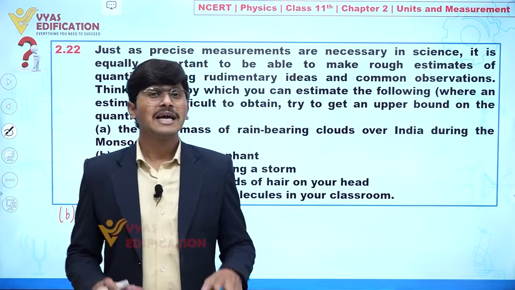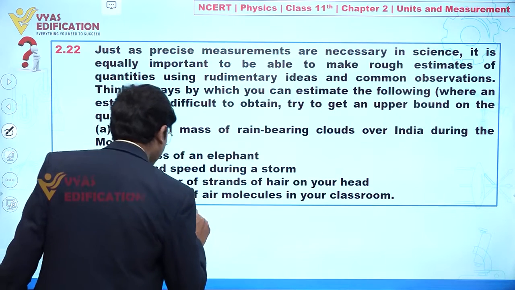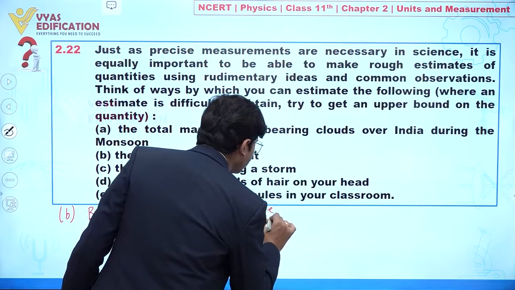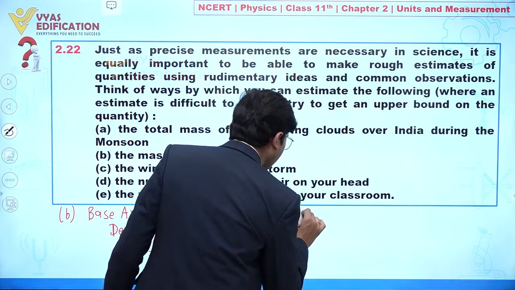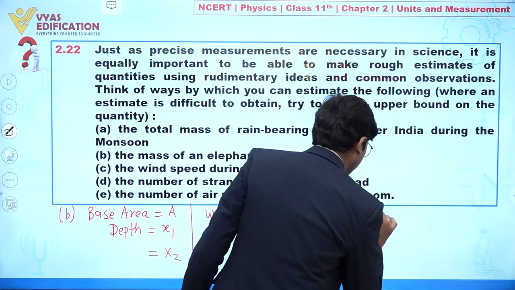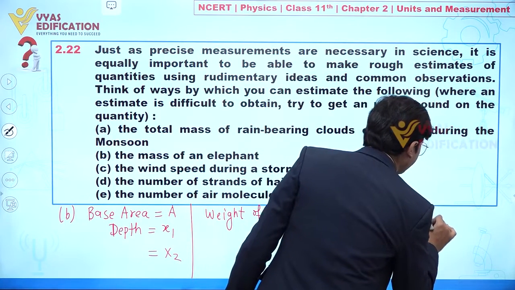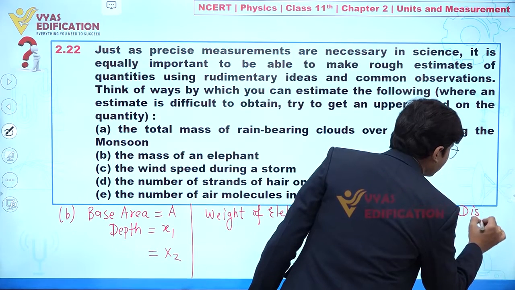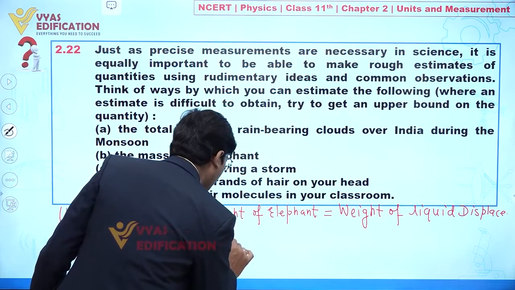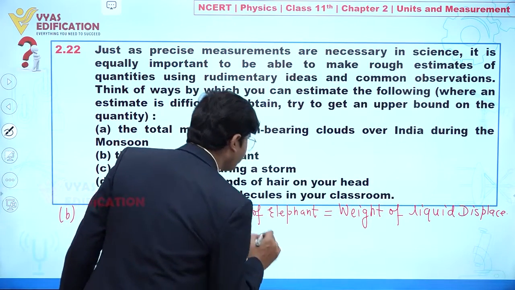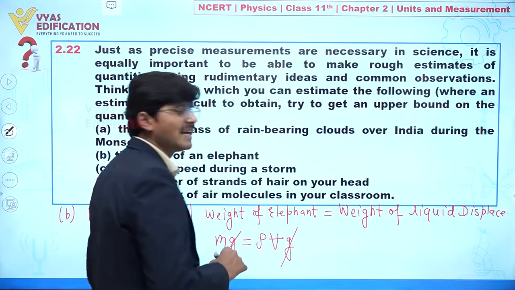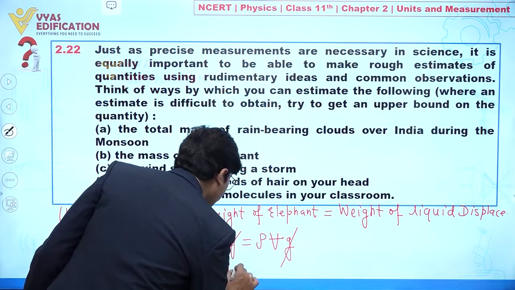When this boat is floating, in this condition, listen very carefully, we can utilize Archimedes principle, and Archimedes principle says the weight of the elephant should be equal to the weight of the liquid displaced. Clear? So from here we can write, weight means mg, and this should be equal to the density of water, clear, times the volume of liquid displaced, multiplied with g. g and g cancel out. So from here can we calculate the mass of an elephant?